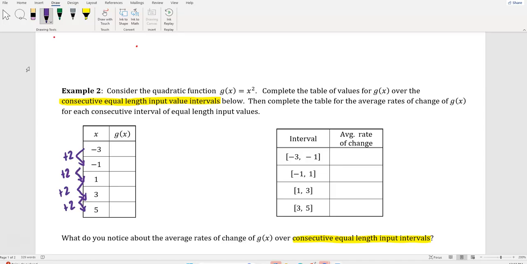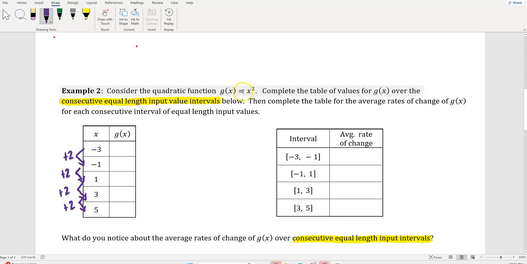The consecutive equal length input value intervals do not necessarily have to be any specific number. Your x values could be increasing by 1. They could be increasing by 2, like we see here. They could be going up by 5s. They could be going up by 12. The x values could actually be decreasing as long as they're decreasing by the same amount each time, right? So this has to be true for any of the other conclusions that we're about to make to be true as well.